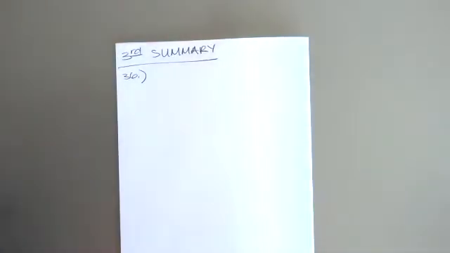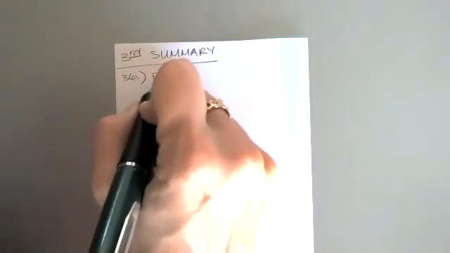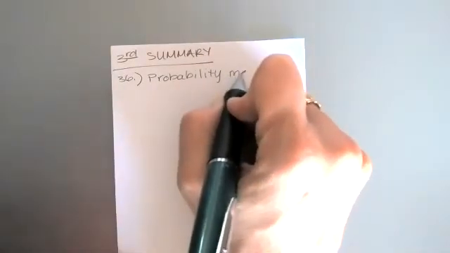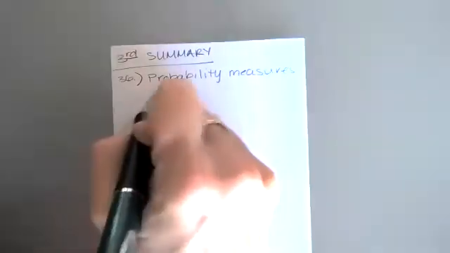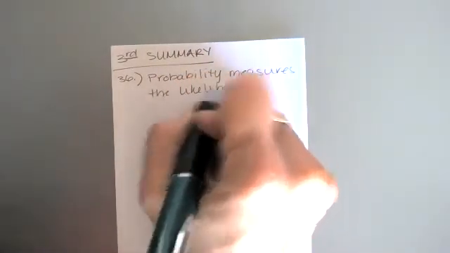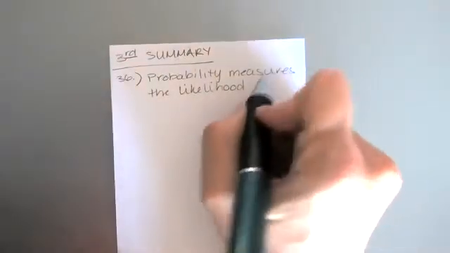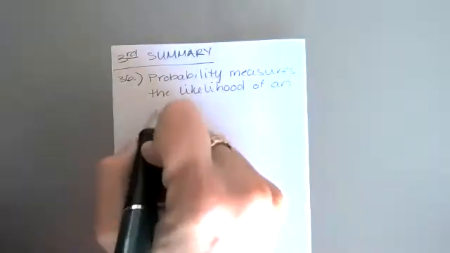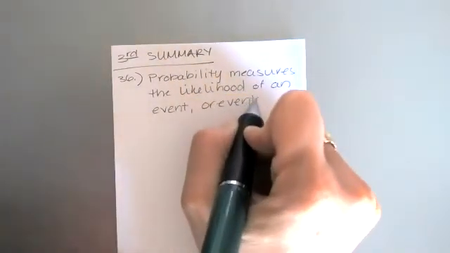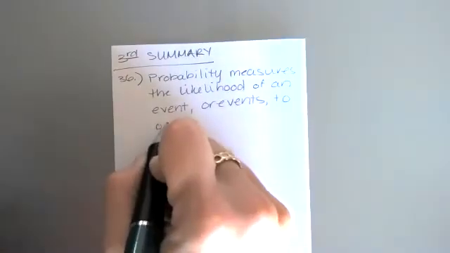I have to write on a separate sheet of paper because I only have one copy of the notes. So, all right. So essential question 36 said, what is probability and what is the range of possible answers for a probability question? So probability measures the likelihood of an event or events to occur.